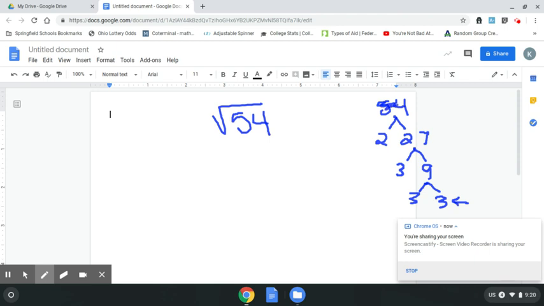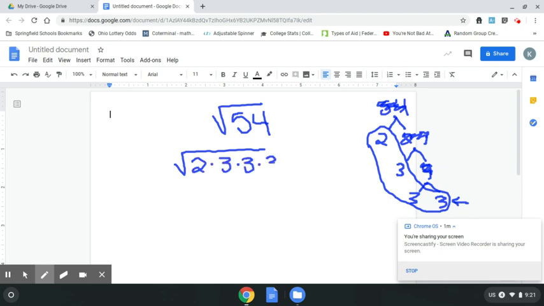So since I want the prime factorization, I could ignore all these composite numbers. The prime numbers that I have are 2, 3, 3, and 3. So I can now rewrite 54 as the product of 2 times 3 times 3 times 3.